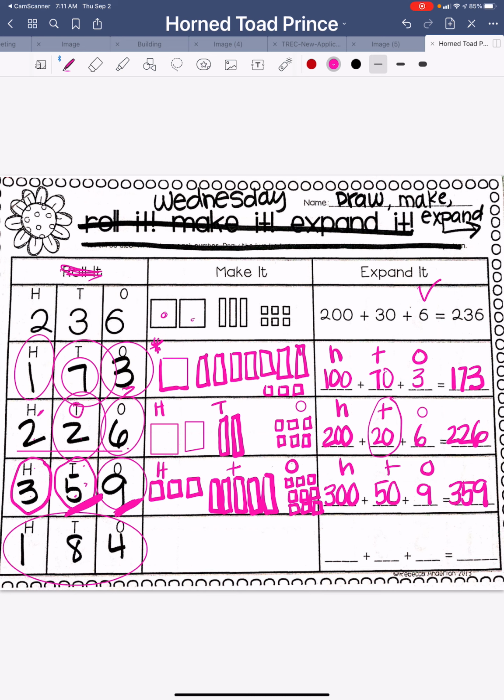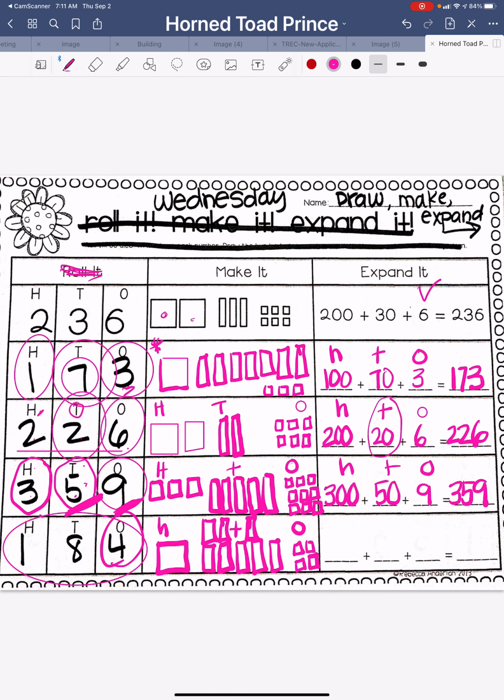Okay, 184. So I've got to have 1 hundred, 8 tens, and 4 ones. So 1 hundred would look like this. The tens, we'd have 8 of them. 1, 2, 3, 4, 5, 6, 7, 8. And then I got to have 4 ones. So that's 1, 2, 3, 4.